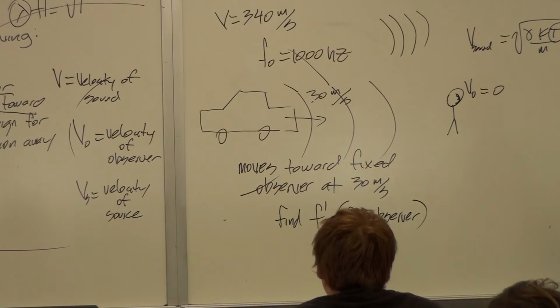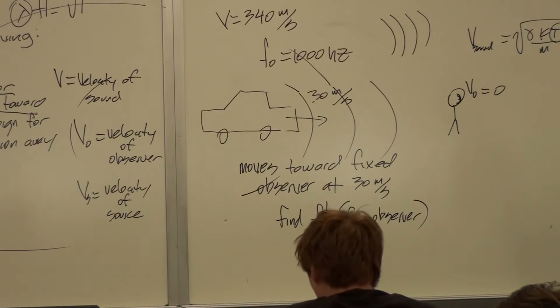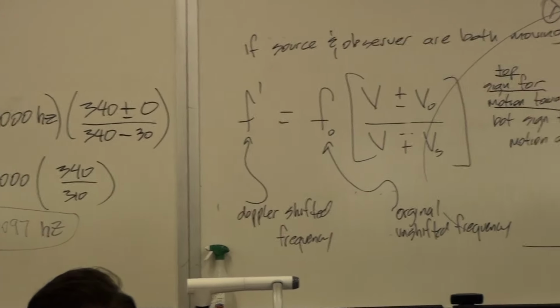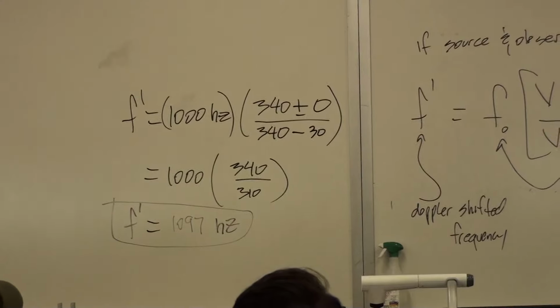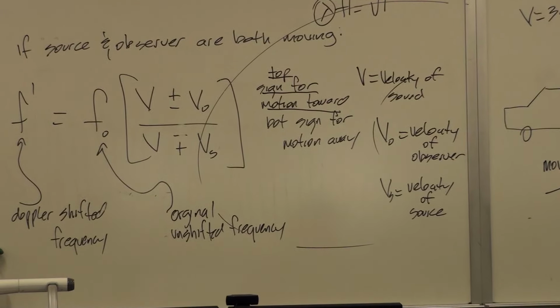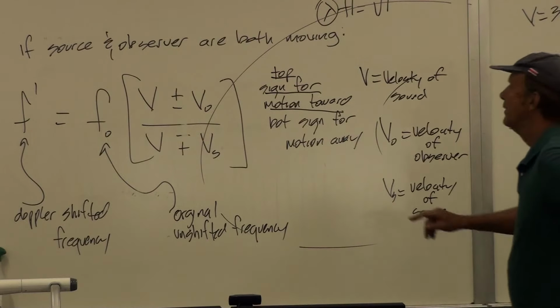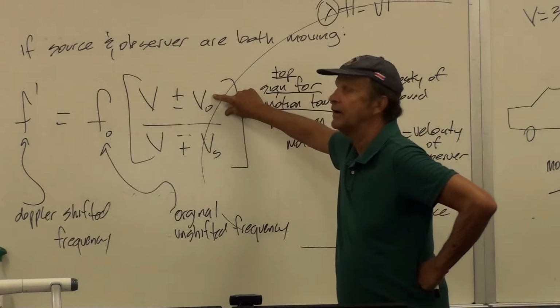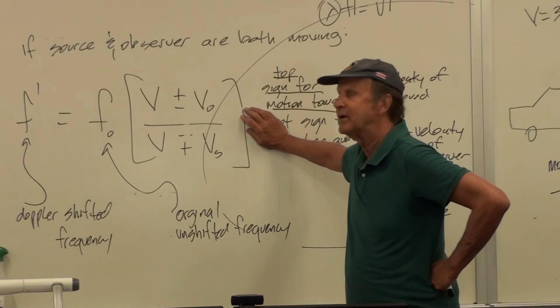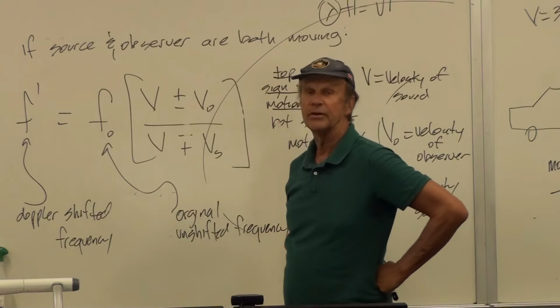Any questions about that example? Yeah. So for the formula, 340 plus or minus 0 in the numerator, it would be plus 0 since it's moving toward and it's the top side. Well, it's not moving at all. Oh, okay. So it's plus or minus 0. I mean, it is moving, but the observer isn't moving toward the source.